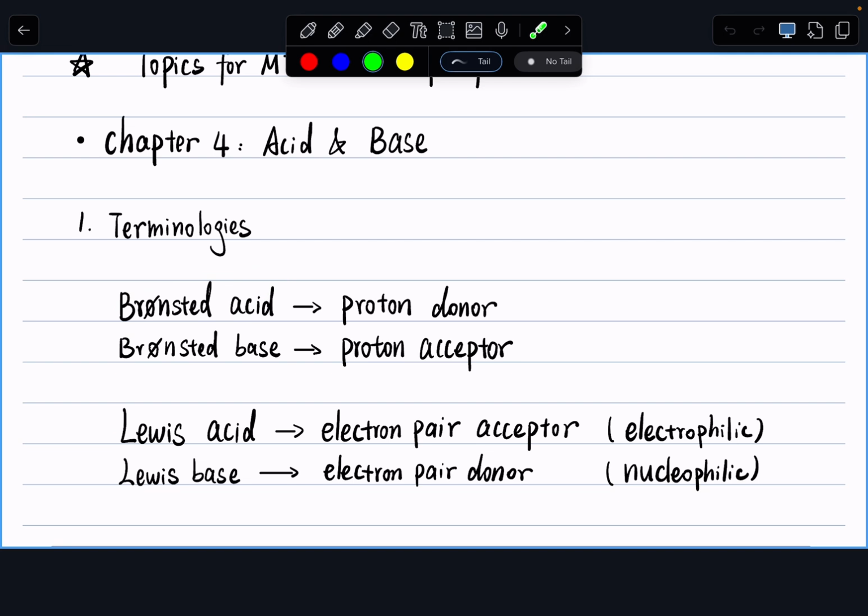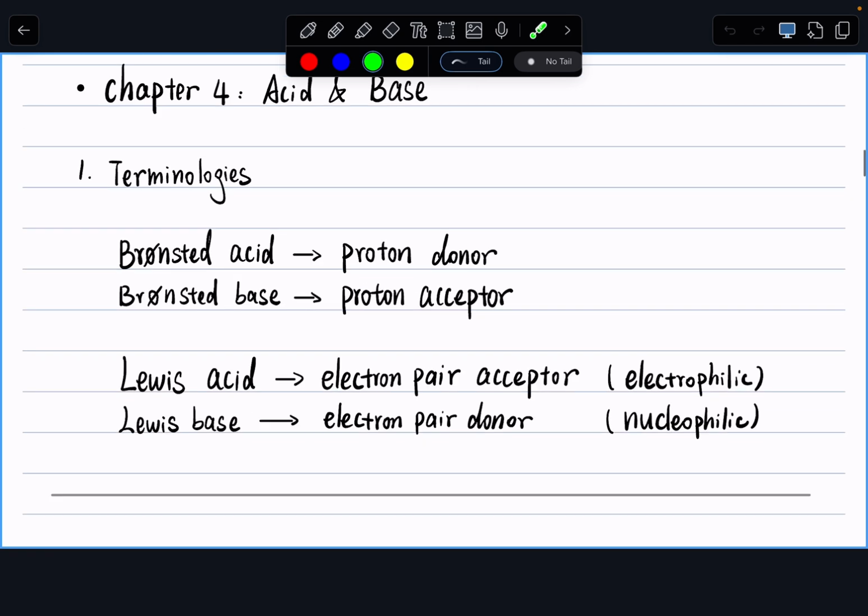Then for Lewis acid-base, we have a different set of definitions. Lewis acid, we're talking about electron pair acceptor, or we also call them electrophilic. Lewis base, we call them electron pair donor or nucleophilic. So in organic chemistry, we're almost always working on this concept of how does the electron move in an elementary step. All right, so we always want to pair it up.